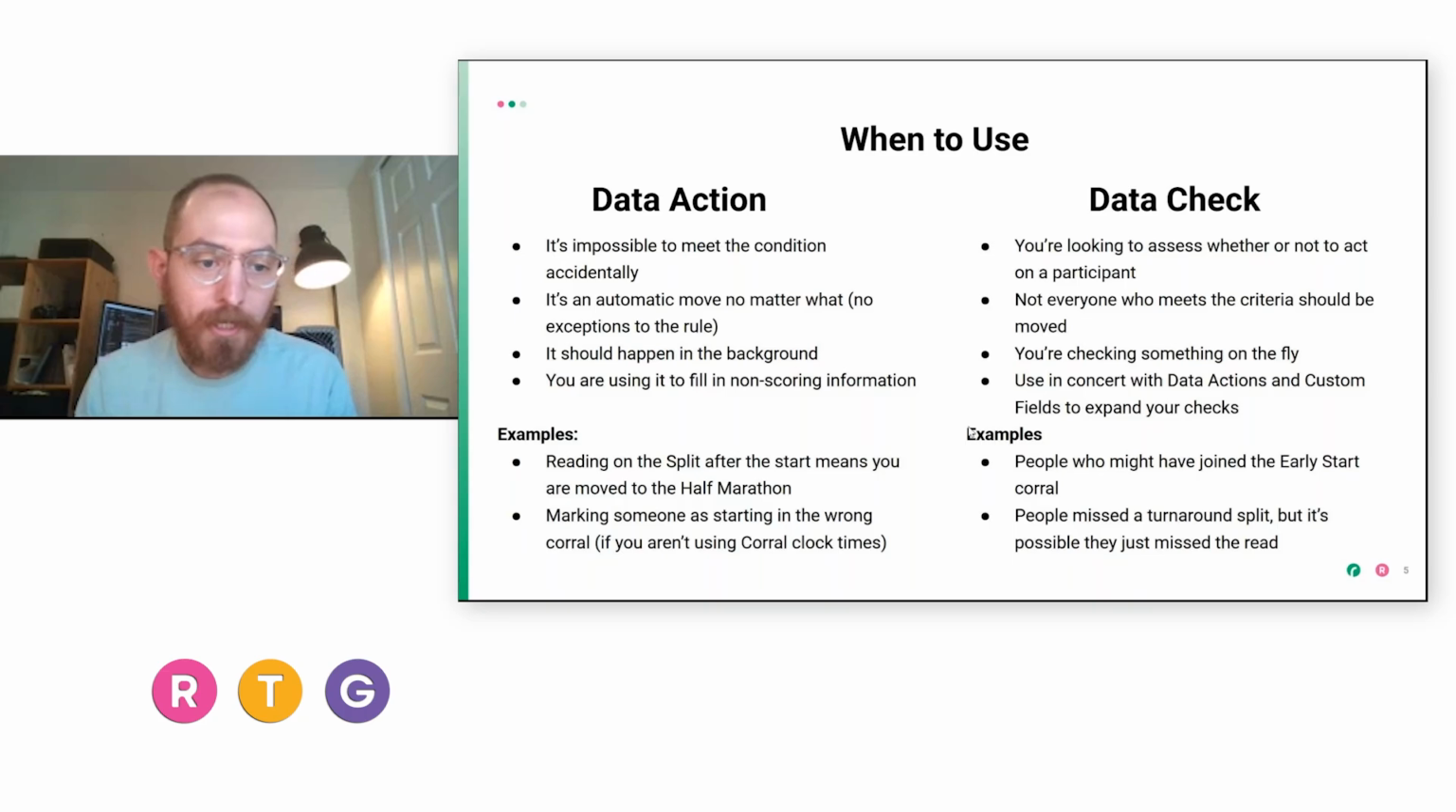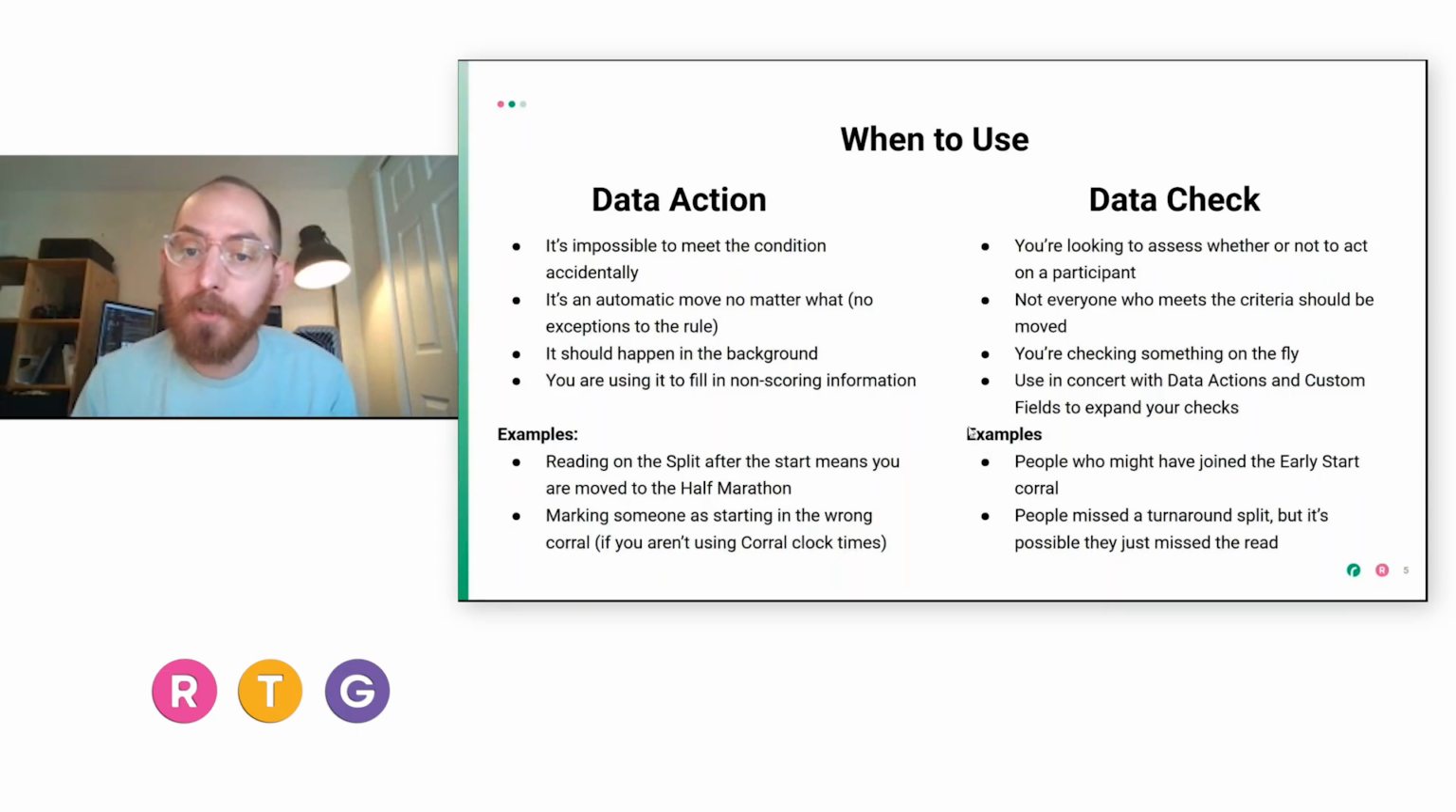So some examples here. Reading at the split after the start means you're moved to the half marathon. Pretty straightforward. Additionally, marking someone on corral if you aren't using corral clock times.